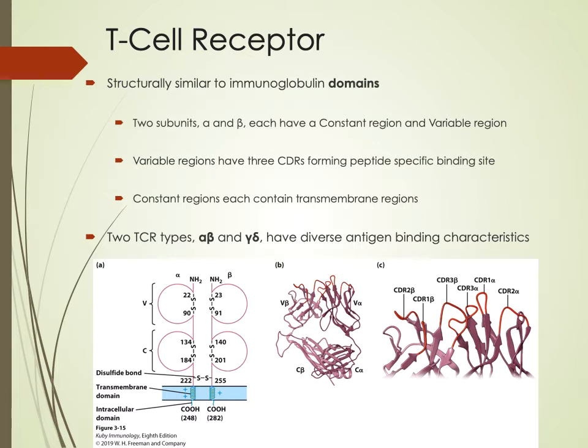There are two types of T cell receptors. There's one where we have the alpha and the beta chain coming together, and then we also have the gamma and delta that come together. And each one of these is going to be able to bind different antigens.